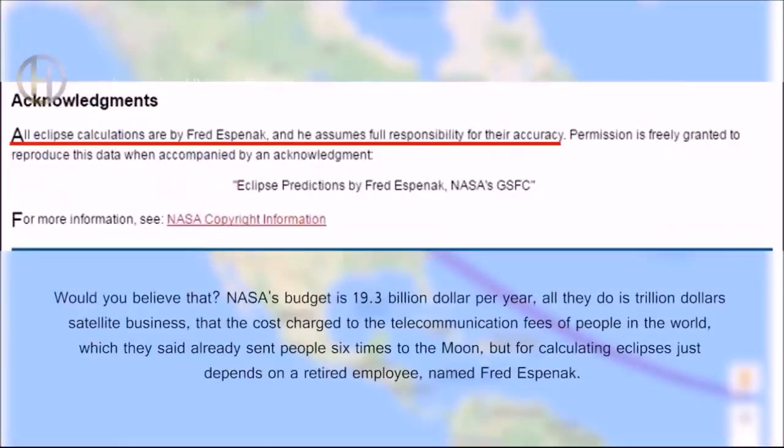All they do is a $1 trillion satellite business, the cost charged to the telecommunication fees of people in the world, which they said already sent people 6 times to the moon. But for calculating eclipses, it just depends on a retired employee named Fred S. Pennock. I am laughing.